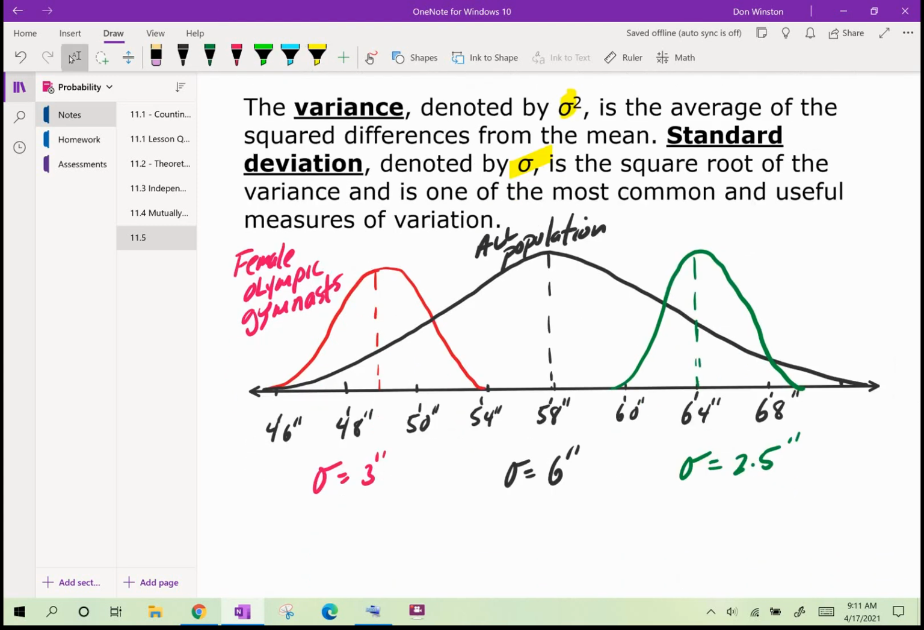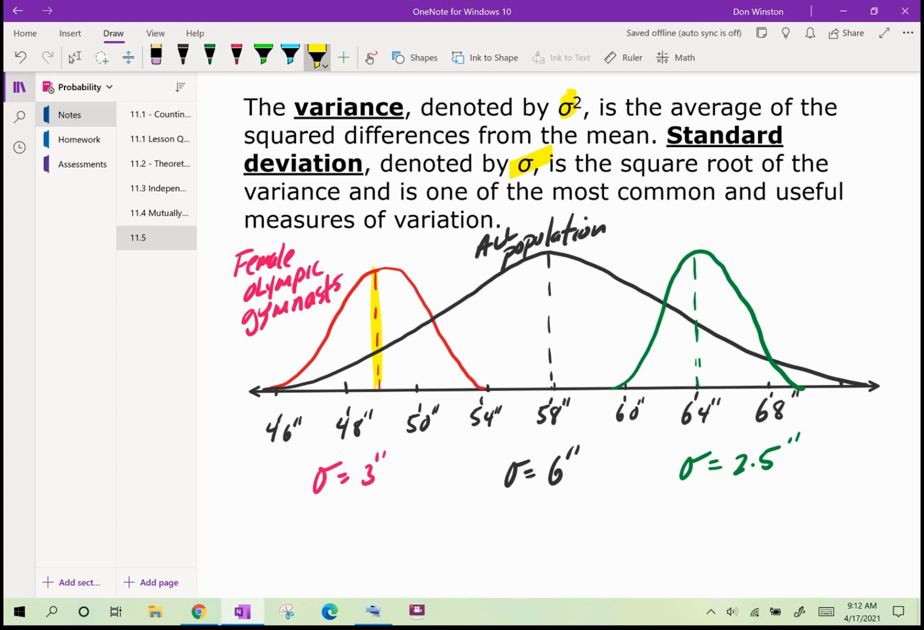So here I've plotted what I assume would be the distribution of heights of various populations. For example, female gymnasts are pretty petite. You don't find many Olympic gymnasts who are very tall. Let's say their average height would be about 4 feet 9 inches. I just made this up.